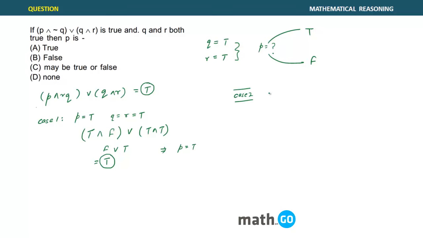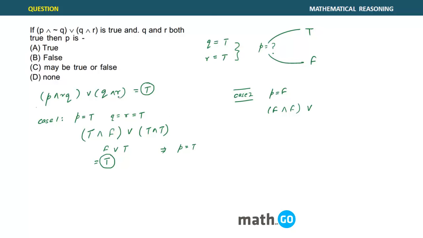Solve for P equal to F also, because if you see option C, it says may be true or false, right? It says it could be both. I don't know for sure. So let's put false in now the statement. So this becomes false, right? Intersection with the negation Q is again false, right?